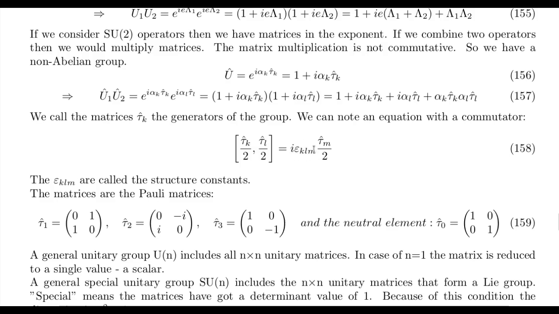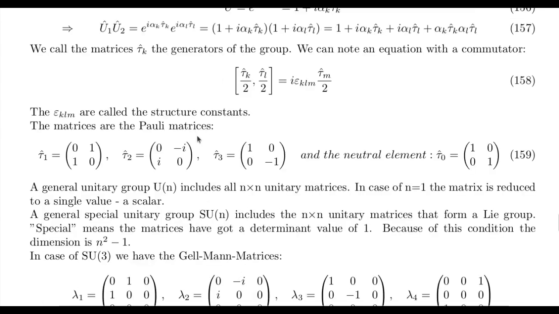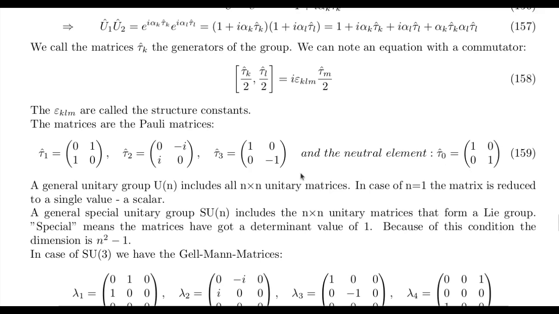The epsilon coefficients are called the structure constants of the group. It is the so-called Levi-Civita symbol. Here we have the Pauli matrices, tau 1, tau 2, tau 3, that should be known. And of course, if we talk about a group, we must have a neutral element, that is the unit matrix, usually written with index 0, tau 0. Each Pauli matrix is its own inverse element.